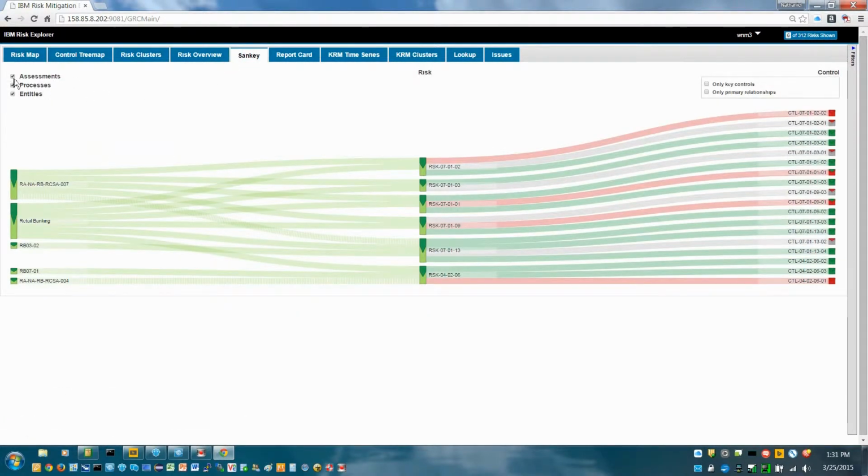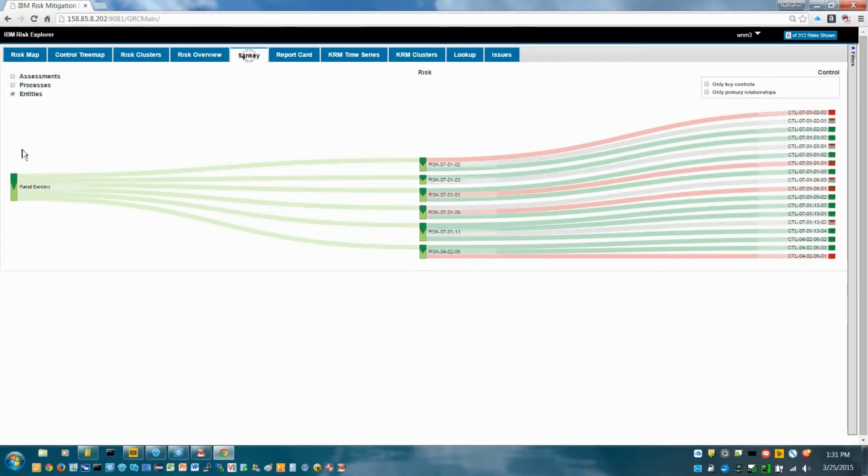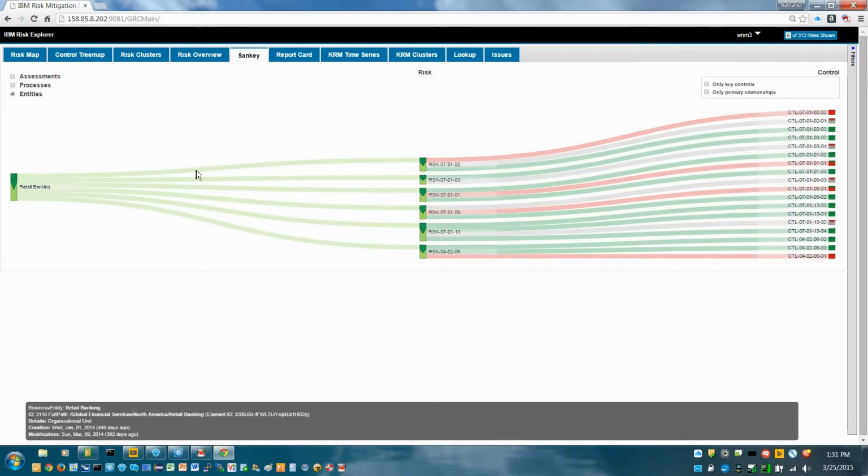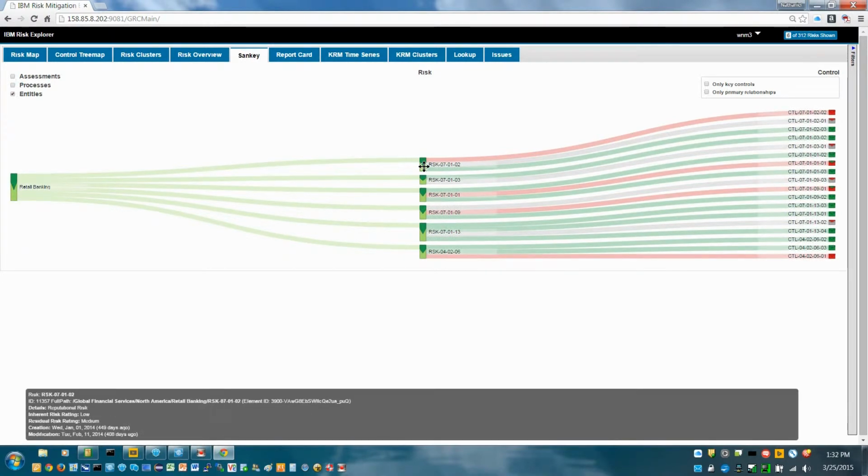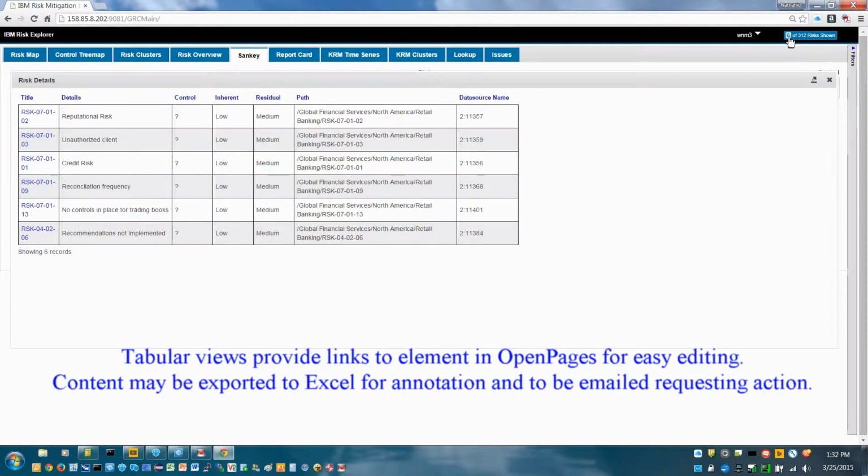Let's go take a look at them in the Sankey diagram. And here we can see the top of the risk shows low in darker green and medium in light green. So these are risks that are problematic. If we click on the number of risks up here, we can see what those risks look like in a grid. And indeed their inherent rating is low and their residual rating is medium. We can click on the link for the risk and go into Open Pages to make corrections.